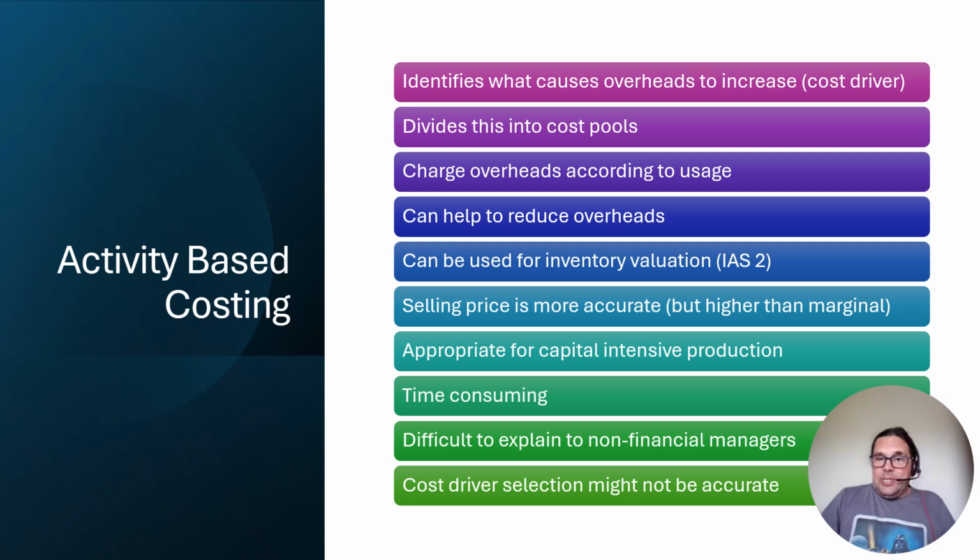It's appropriate for capital intensive production. So if you've got heavy machine based production with lots of different methods, then you would use activity-based costing. If all production was very similar, there's no need for activity-based costing because it's quite time consuming, and so therefore it's not required if all your products are produced in a very similar fashion. It is time consuming to do, so working out the cost drivers, dividing them into cost pools, it does take a lot of time, so it isn't necessarily always beneficial for lots of businesses, and it's really difficult to explain to someone who's non-financially minded.